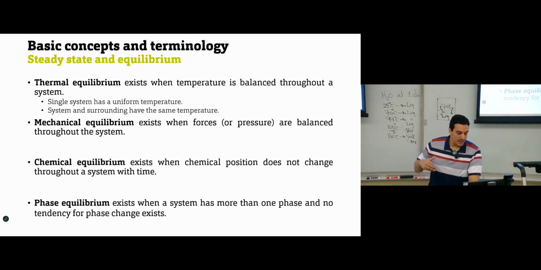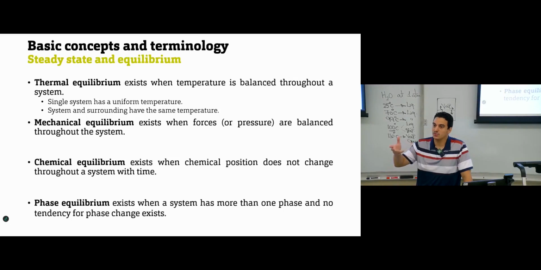Just quick examples of how you can say your system is at thermal equilibrium. If you have a single system, and this system has the same temperature at any position. If you have two systems very close, and these two systems are at the same temperature. So the key here is, do you have the same temperature from one position to another position or not?